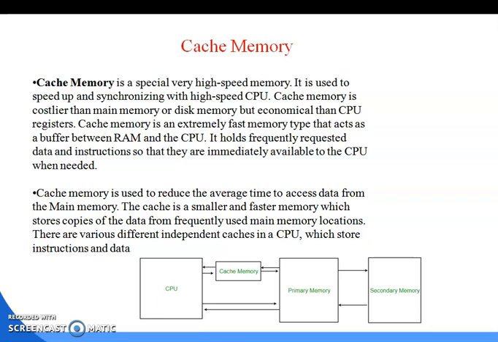It holds frequently requested data and instructions so that they are immediately available to the CPU when needed. Cache memory is used to reduce the average time to access data from the main memory. The cache is a smaller and faster memory which stores copies of the data from frequently used main memory locations, and there are various different independent caches in a CPU which store the instruction and data.